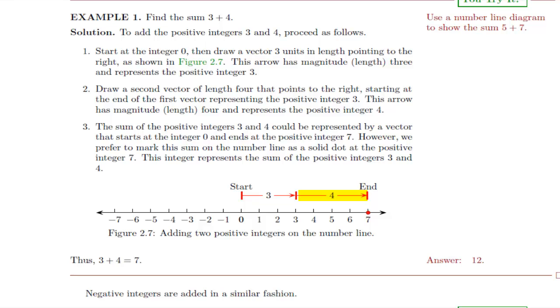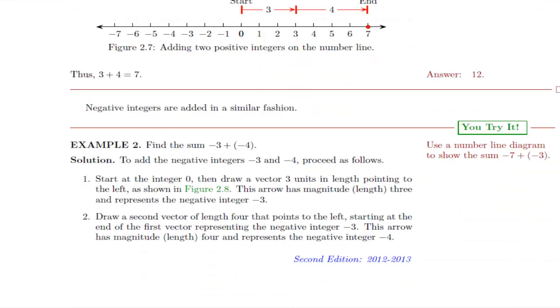Draw a second vector of length 4 that points to the right, starting at the end of the first vector representing the positive integer 3. This arrow has magnitude or length 4 and represents the positive integer 4. The sum of the positive integers 3 and 4 could be represented by a vector that starts at the integer 0 and ends at the positive integer 7. However, we prefer to mark the sum on the number line as a solid dot at the positive integer 7. This integer represents the sum of the positive integers 3 and 4. Negative integers are added in a similar fashion.